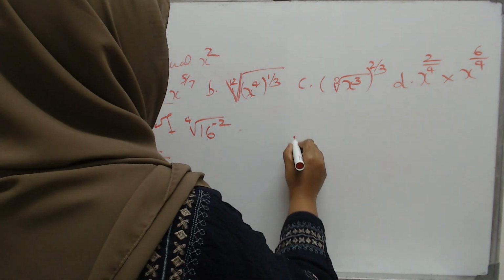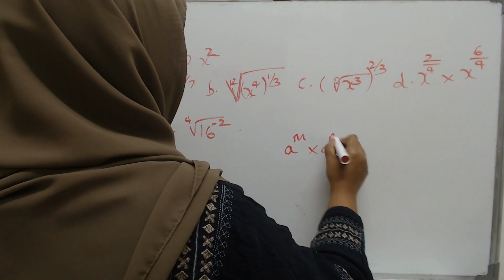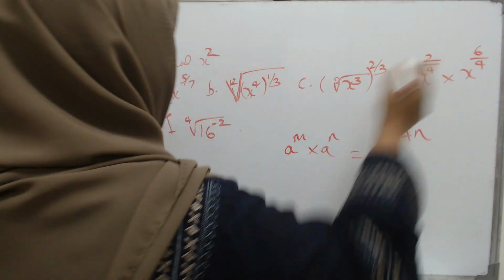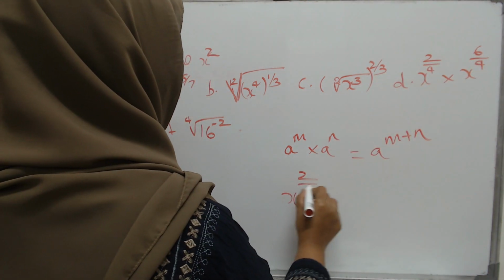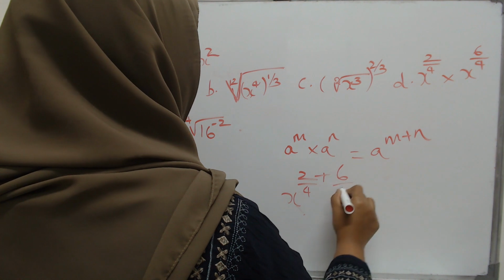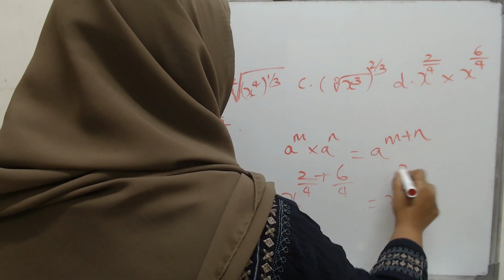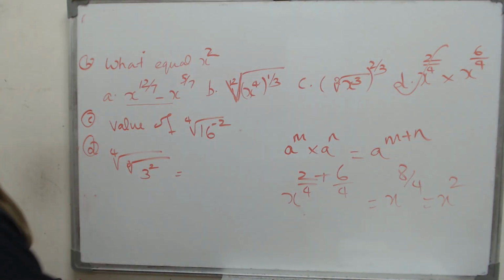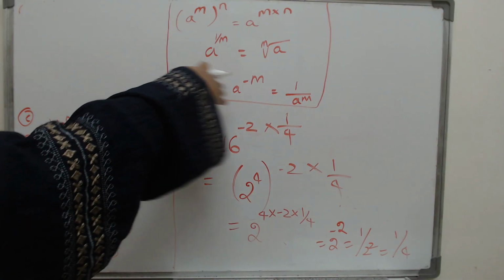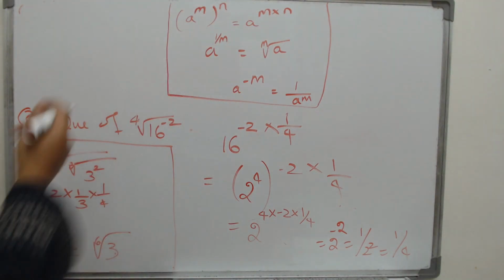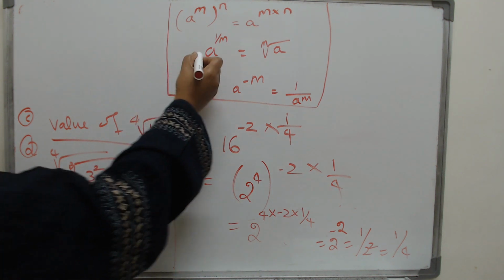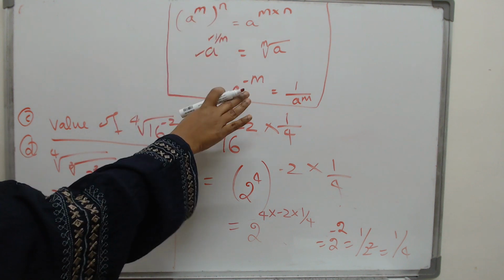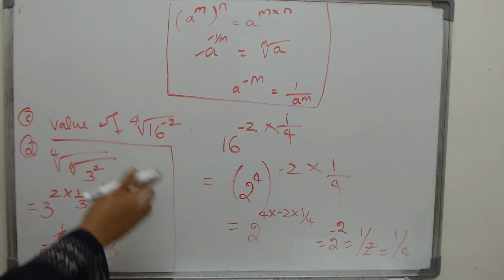Now look at the next one, a raised to m into a raised to n. What is it? It is a raised to m plus n. So this means x raised to 2 by 4 plus 6 by 4, which means x raised to 8 by 4, which means what? X square. So this is the answer we want. We are using the same set of laws. Laws for what? Laws for your base and your exponent. Using the same thing but in different forms.